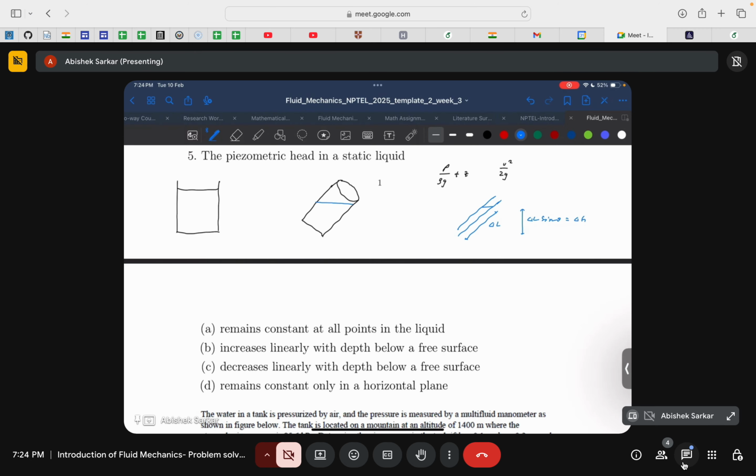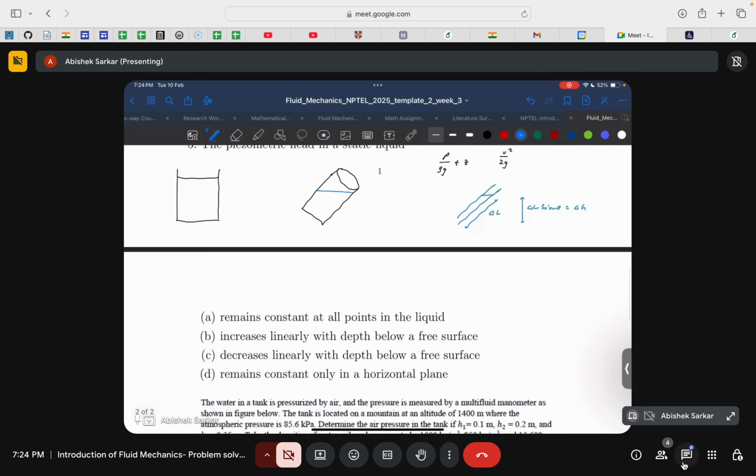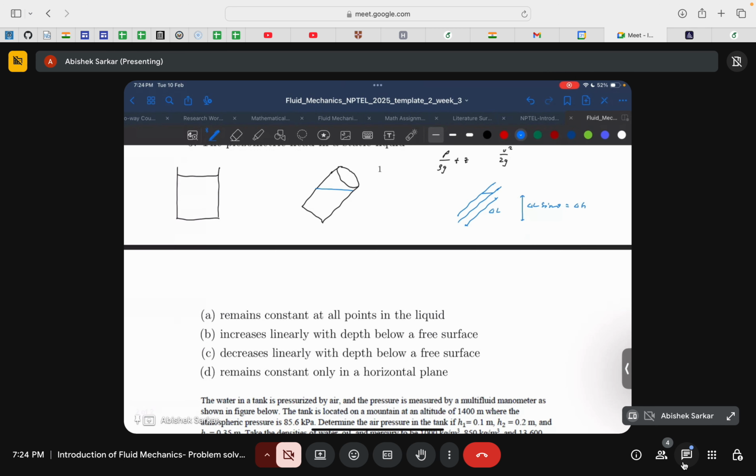So that's important. You're correct to point out both A and D, but the more accurate answer would be option A, that it remains constant at all points in the liquid. It does not depend on whether the plane is horizontal or tilted. It remains constant at all the points in the liquid. And let us see why it occurs.